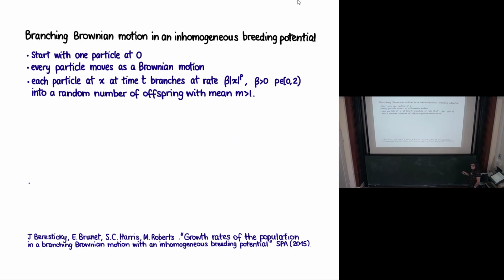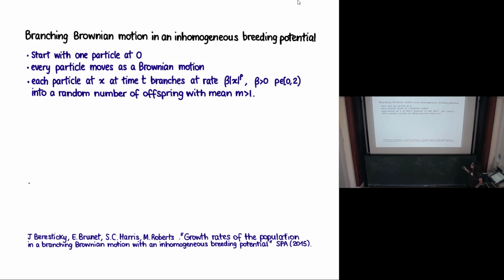In standard BBM, I think everybody knows it. You start with one particle at the origin, and every particle moves as a Brownian motion. Normally, these particles will all branch at rate 1 and give birth to a number of offspring, which all perform a Brownian motion. What's different here is that the rate at which these particles branch will depend on their position. It's going to be a constant beta times the power p of the absolute value of the position of the particle.